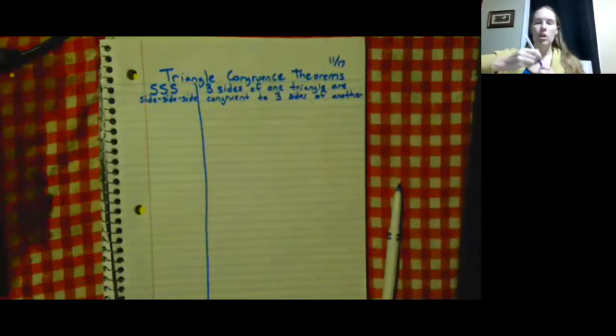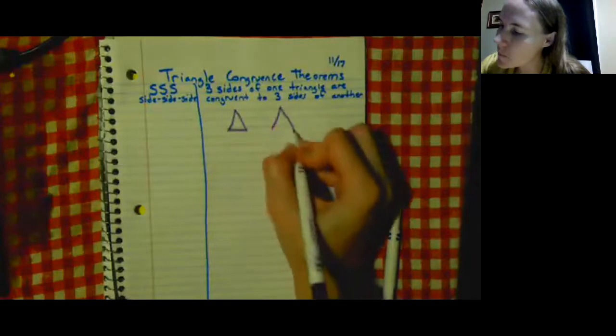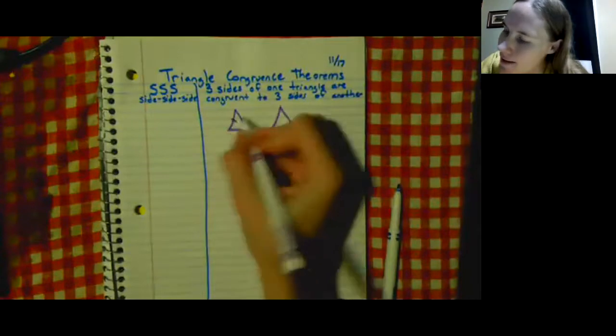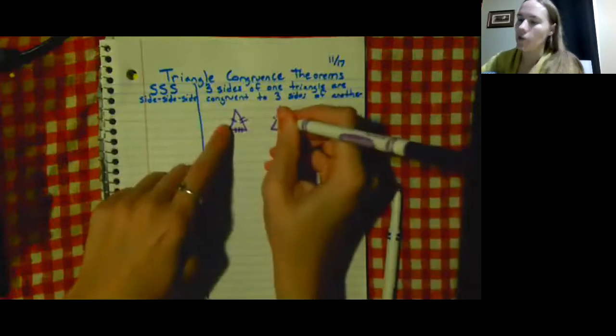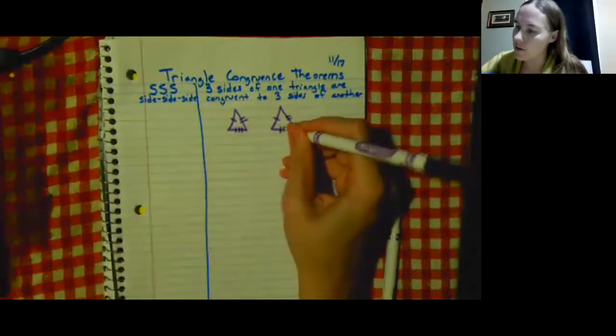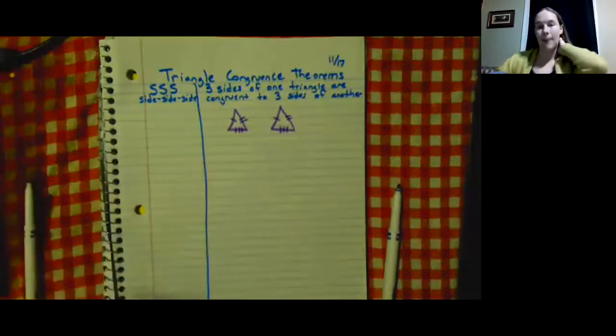So what that would look like for side, side, side to be true, and this is cool with tick marks, because no matter how crappy my drawings are, these tick marks mean it's true. So these are my two triangles. Right now they don't look congruent. But if I say that this side is congruent to this side, and this side is congruent to this side, they mean that these two triangles are congruent by side, side, side.